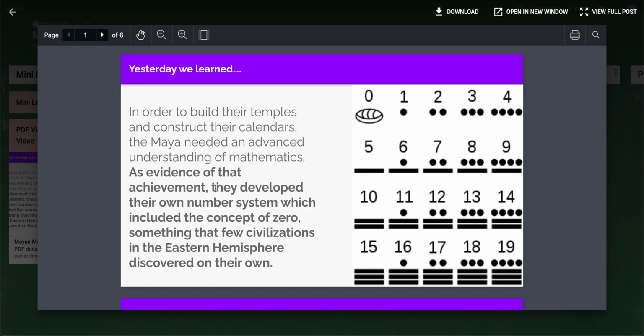As evidence of that achievement, they developed their own number system, which included the concept of zero, something that few civilizations in the Eastern Hemisphere discovered on their own. So, this is actually an example of what their number system looked like. And as you see, we have zero.